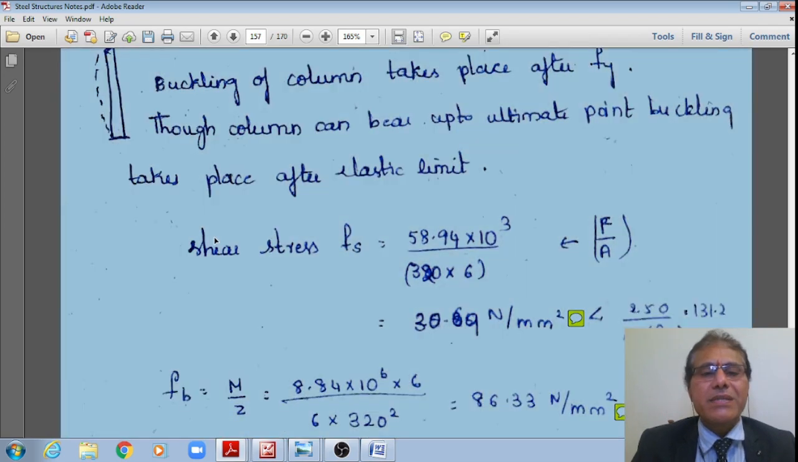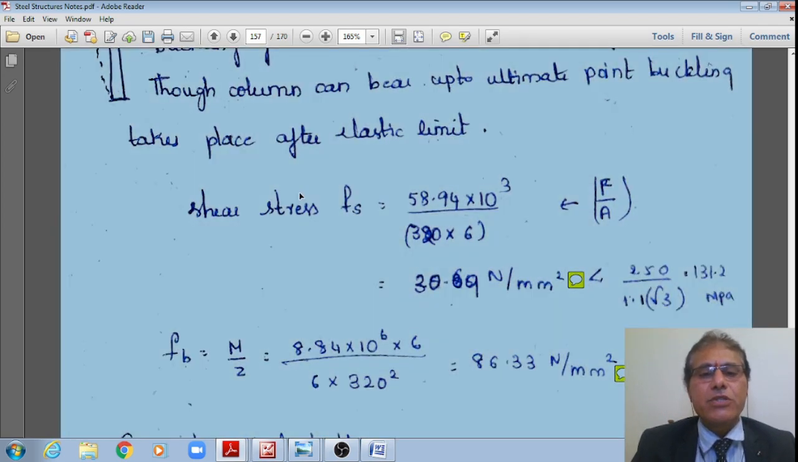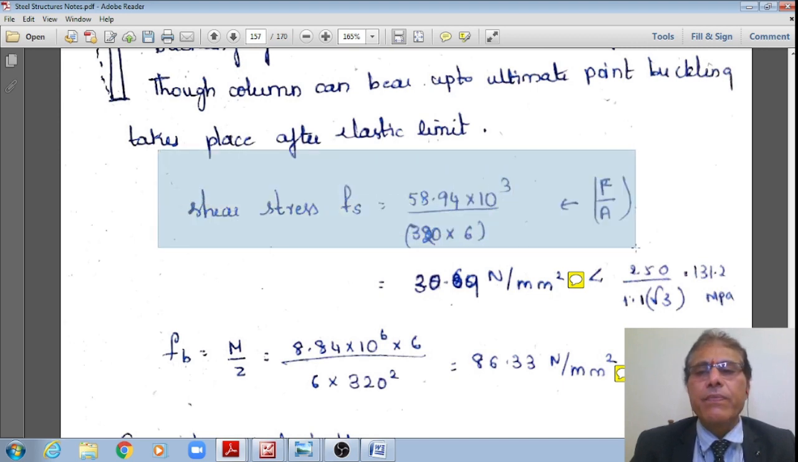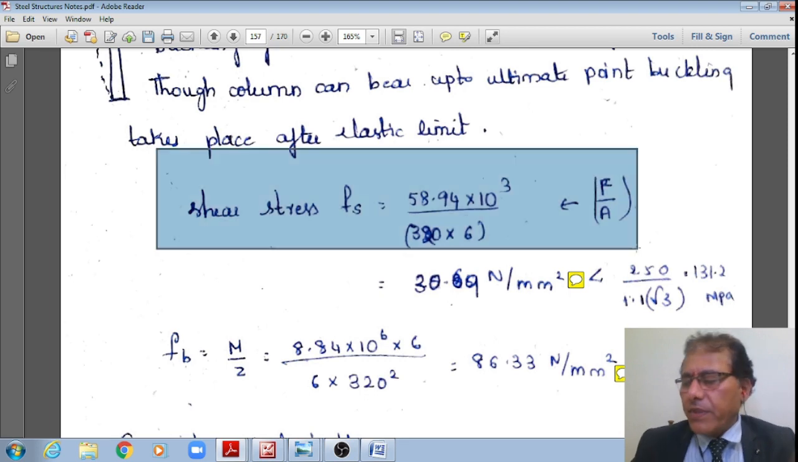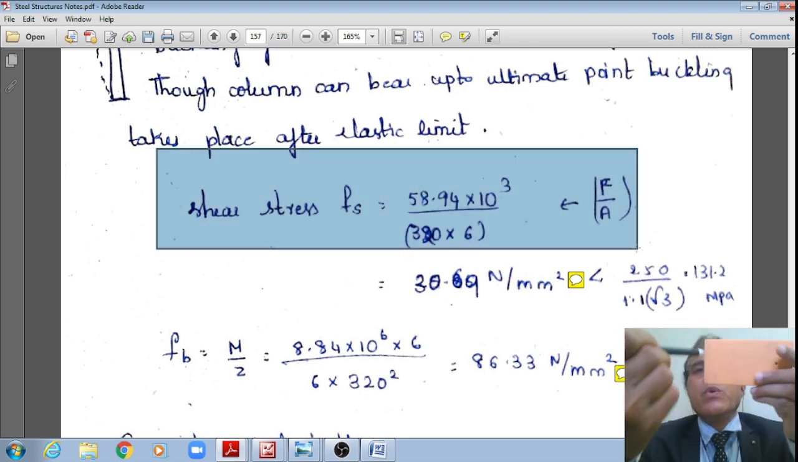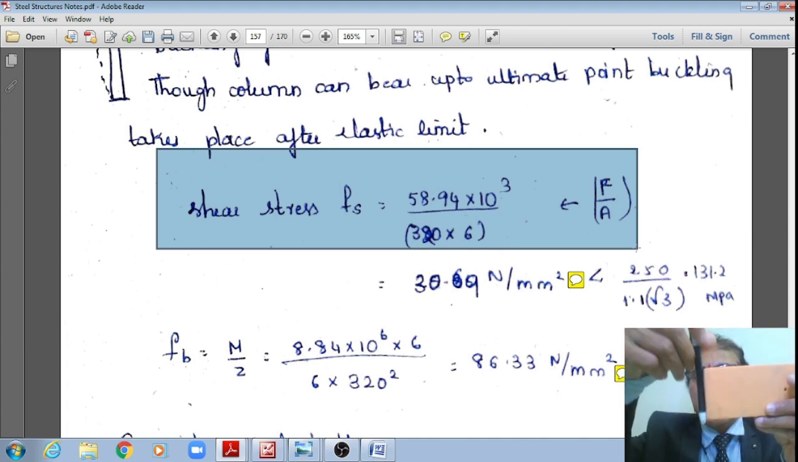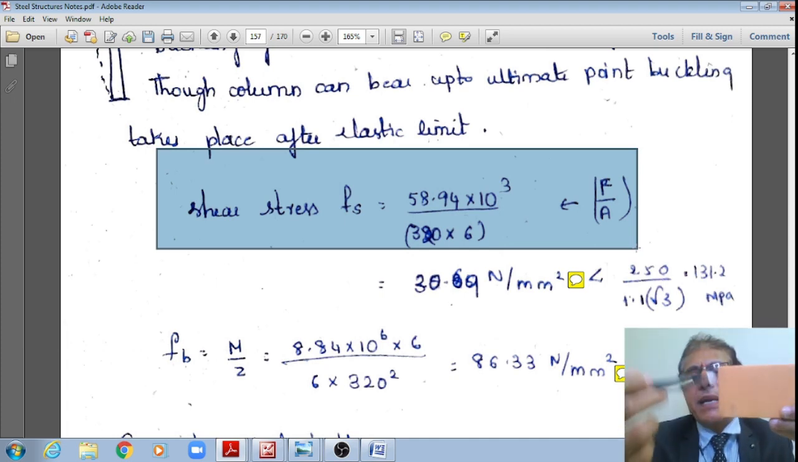Hence, the actual shear stress, the shear stress due to this direct shear that is causing the direct shear, as well as due to bending, also I do have the shear force, right? Now the direct shear stress, notated by Fs, is equal to the direct shear force 58.94 divided by the shearing area, which is 320 depth over a thickness of 6 mm. Please make a note, 320 is the overall depth of this end batten plate.